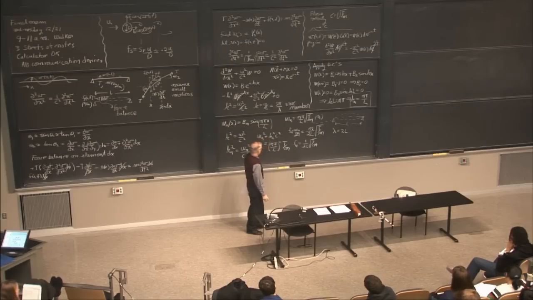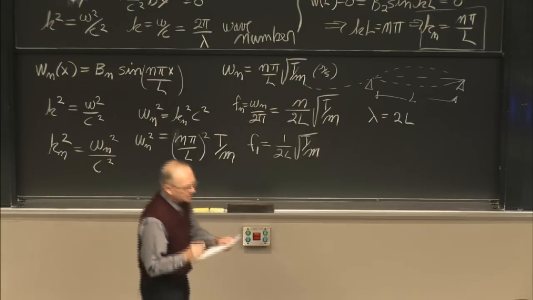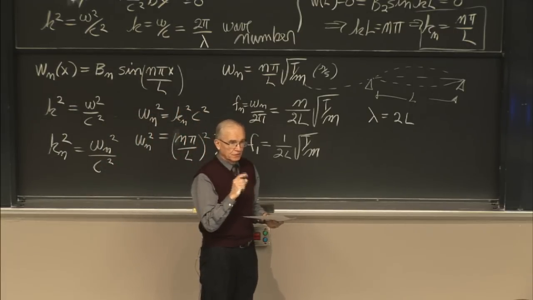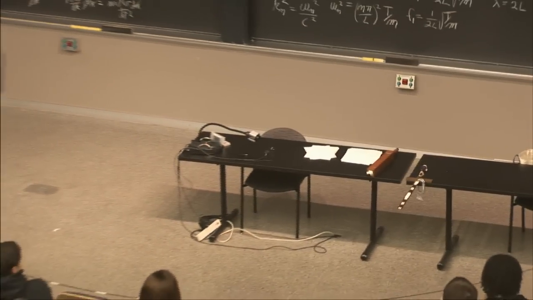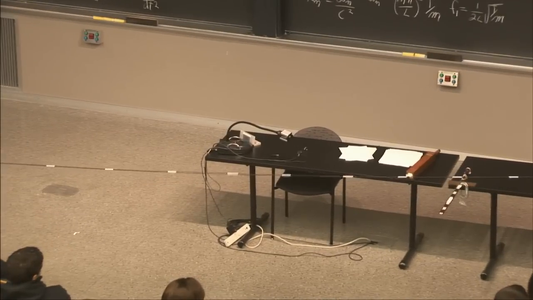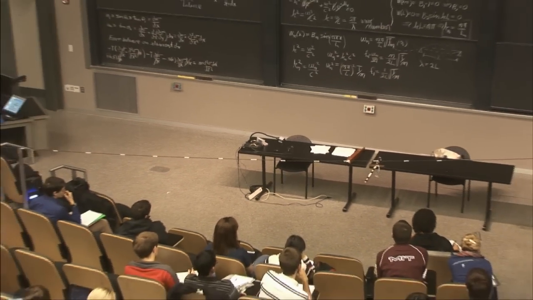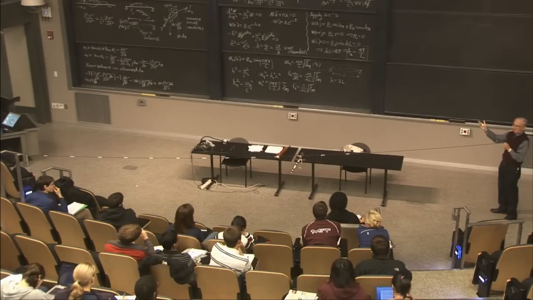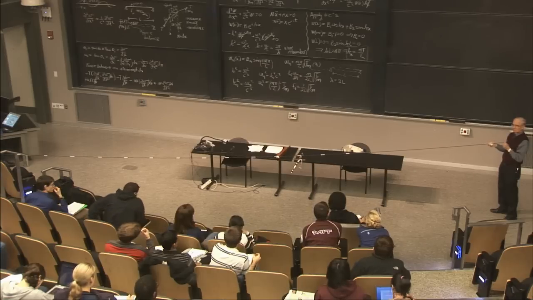How do I want to pose this question? How long does it take for a wave or a disturbance to travel the length of this finite string? How long does it take to go down there and back? How would you calculate that? Distance equals rate times time. What's the distance? 2L. What's the speed? c. So the length of time ought to be 2L over c, right?